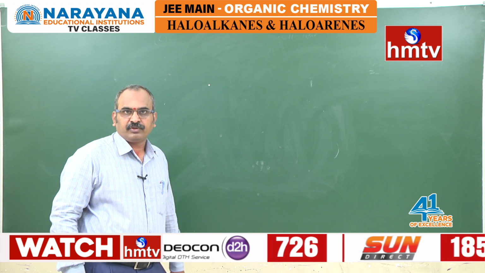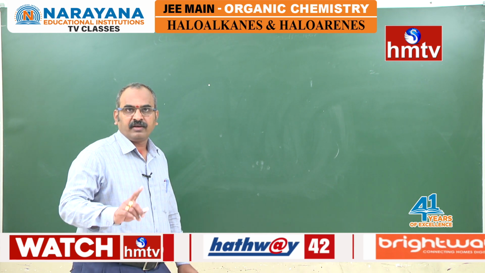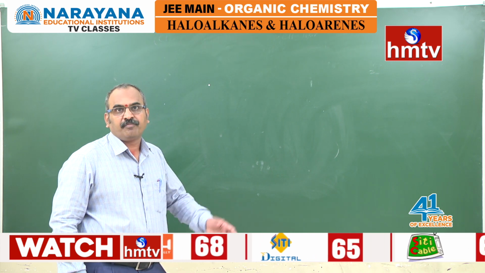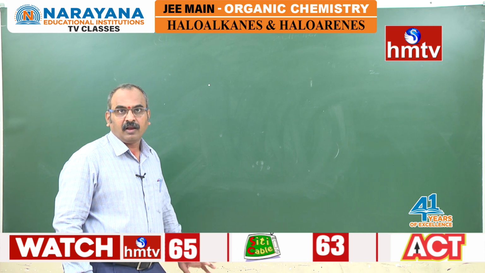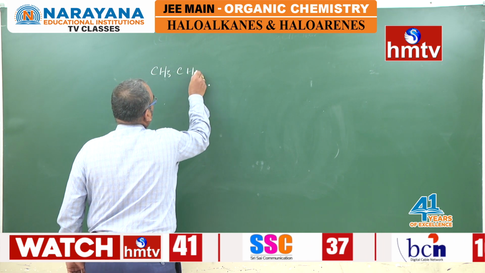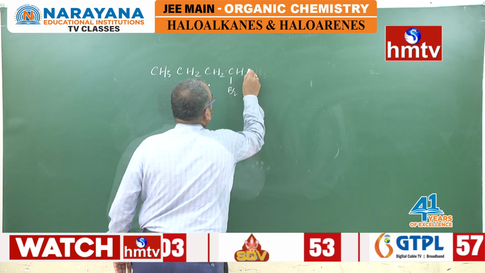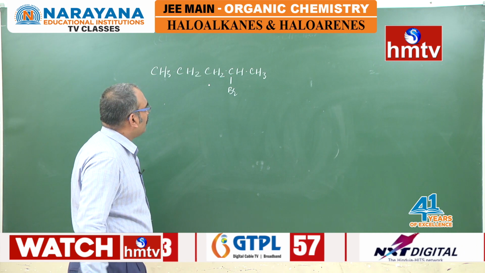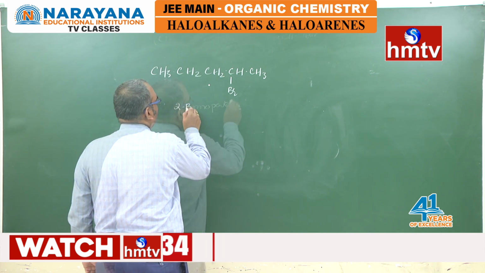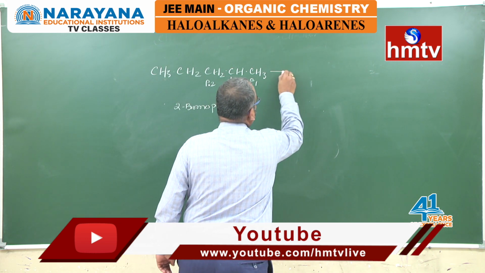If more than one beta hydrogen is there, then there is always a possibility for the formation of more than one alkene. The number of alkenes formed is equal to the number of types of beta hydrogens present in the alkyl halide we have taken. I will consider this compound CH3, CH2, CH2, CHBr, CH3. This is 2-bromopentane. This is say beta 1, this is say beta 2. Two types of beta hydrogens are there.